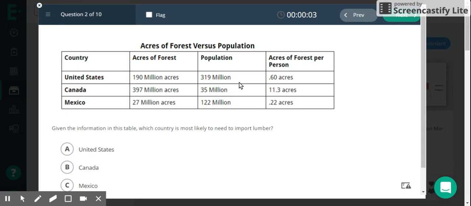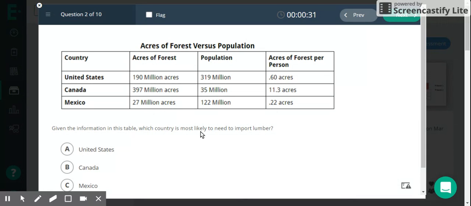Once again, you want to look very carefully at what this table is about. Start with the title: acres of forest versus population. In other words, the amount of forest that's in a country. Here's their population. And then we also have they divide that out to get acres of forest per person. And we see these three countries that are being used. Given the information, which country is most likely to need to import lumber?